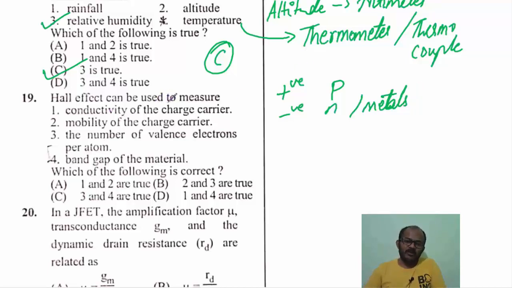So Hall effect can be used to measure. First statement they have given is conductivity of the charge carrier, which is true. Mobility of the charge carrier is also true. Nothing but you can calculate the mobility of electrons and the mobility of holes. Third statement they have given is the number of valence electrons per atom, which is a wrong statement. Fourth statement they have given is band gap of the material, which is also a wrong statement. So statements 1 and 2 are going to follow, nothing but option A is correct.